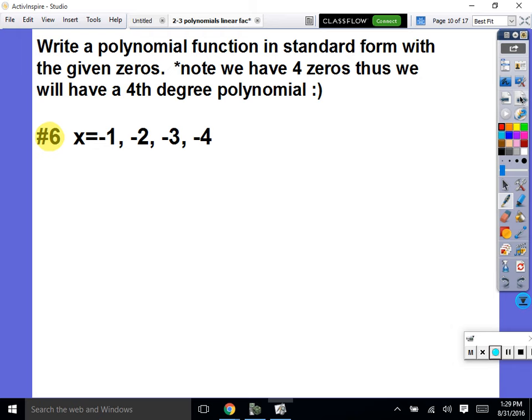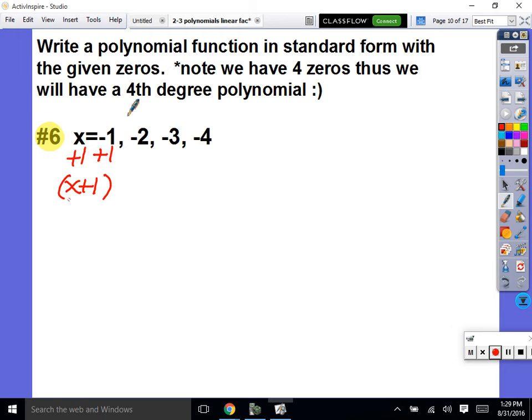Here we go. It says, write a polynomial function in standard form with the given zeros. Just a minute ago, we were given the polynomial and finding the zeros. Now we're given the zeros, find the polynomial. So don't we work backwards? We need the linear factors. So we have an x plus 1.